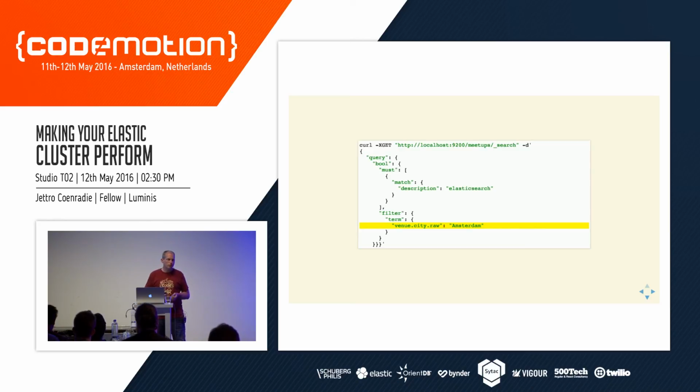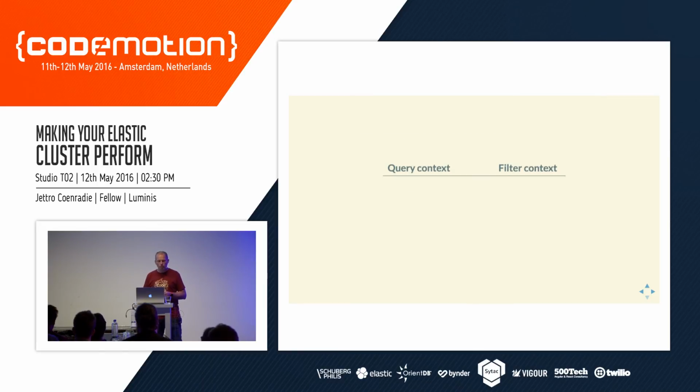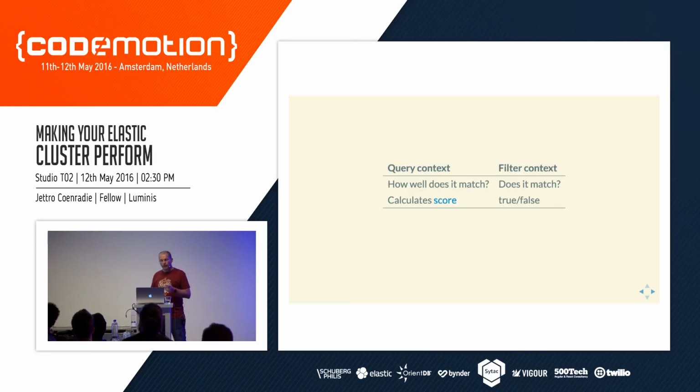But why is this important? That has to do with the query context and the filter context. So let's zoom a little bit out. The query context is about how well a document matches. So it takes algorithms into account to calculate a score. And the filter context just says it's a match or it's not a match. So that's easier. Query context calculates the score, filter context true false.